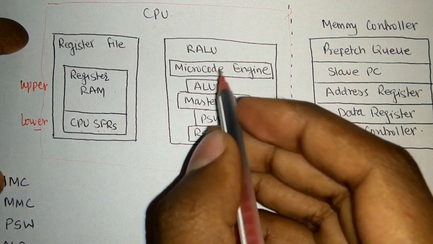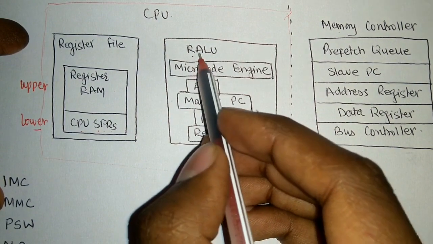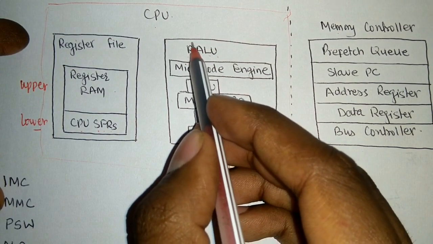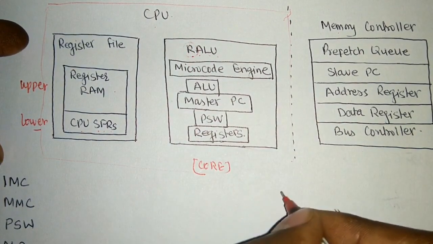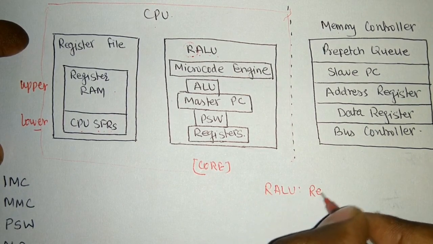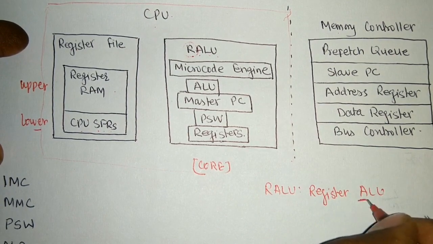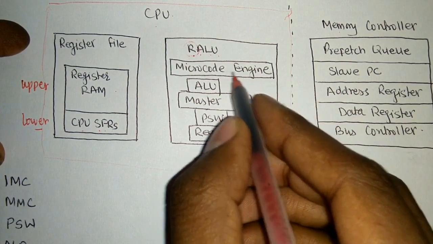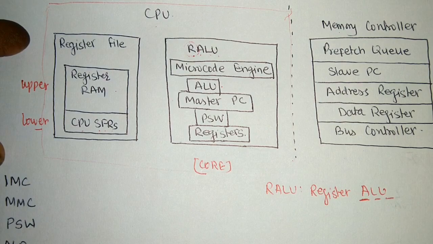Then there is a second unit in the CPU itself, which we call RALU. The difference between an ALU and RALU is that here we are calling it the register ALU. So what is an RALU? RALU is register ALU. ALU is nothing but arithmetic logic unit. So RALU will have certain different registers, as well as the ALU itself. These are different parts of it.